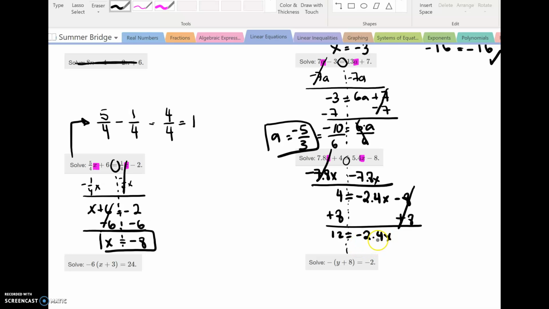And then since the negative 2.4 is being multiplied with the x, I'm going to divide both sides by negative 2.4. So now I am going to use a calculator here. If we were to divide 12 by negative 2.4, I'm just going to do it here to the side, I'm going to end up with negative 5 is equal to x. So that worked out nicely in the sense that we ended up with a whole number. All right, so our answer is x equals negative 5.